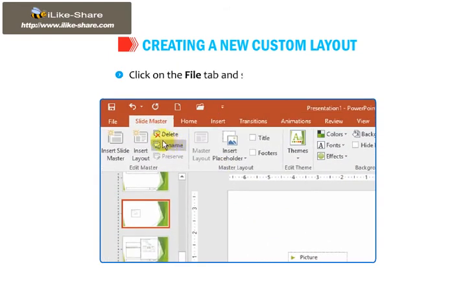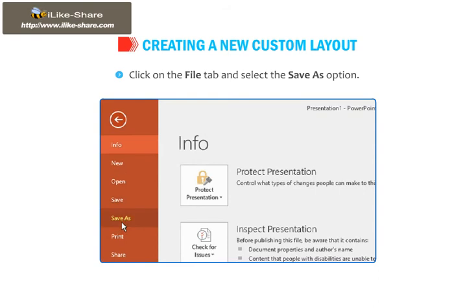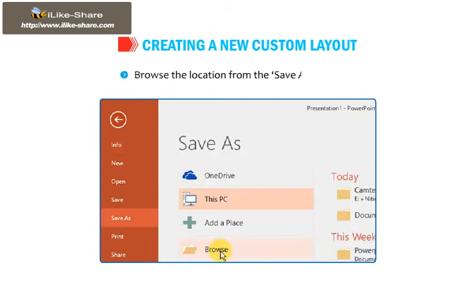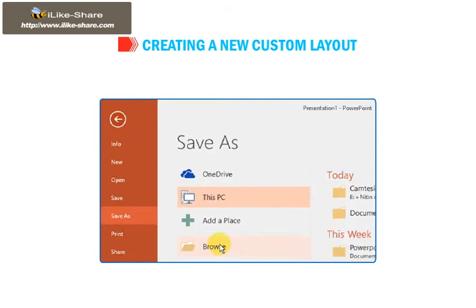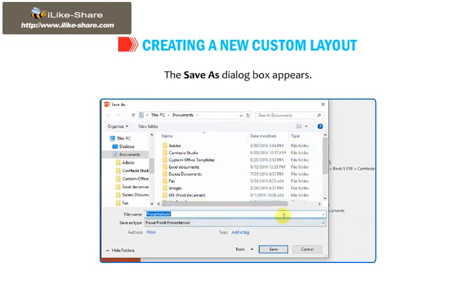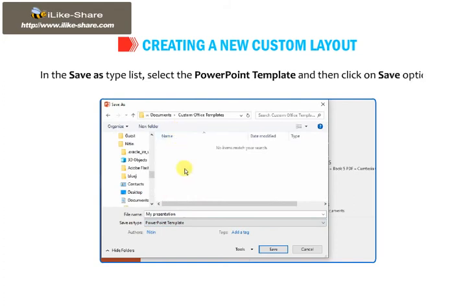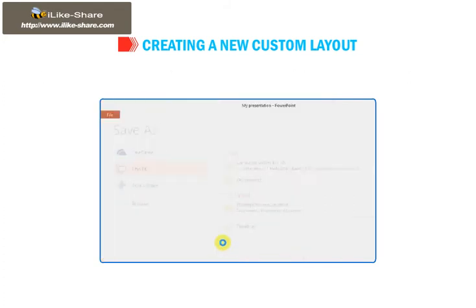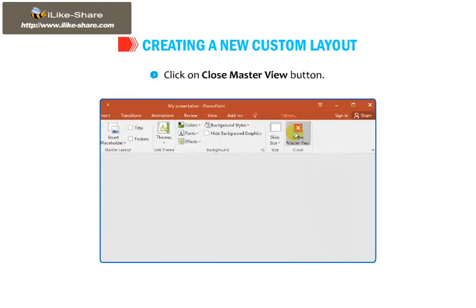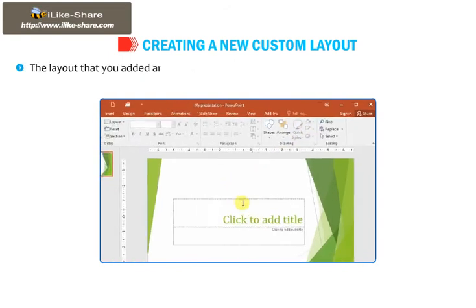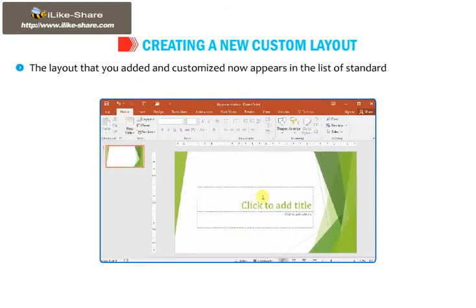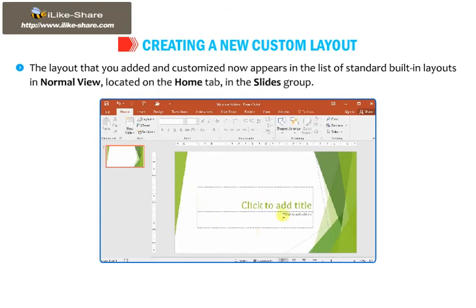Click on the File tab and select the Save As option. Browse the location from the Save As window. The Save As dialog box appears. Type a file name in the File Name box. In the Save As type list, select the PowerPoint template and then click on Save option. Click on Close Master View button. The layout that you added and customized now appears in the list of standard built-in layouts in normal view, located on the Home tab in the Slides group.